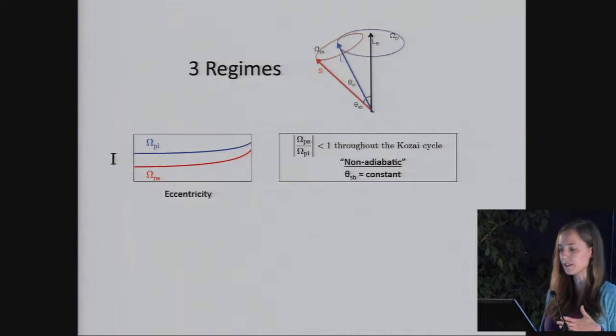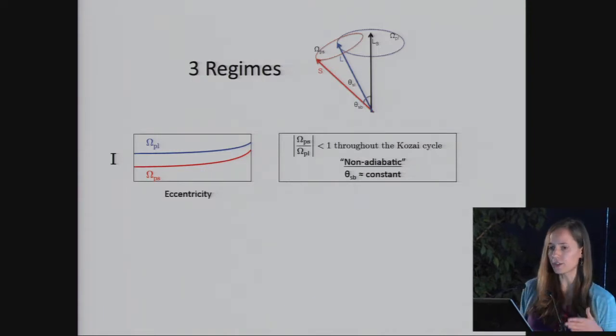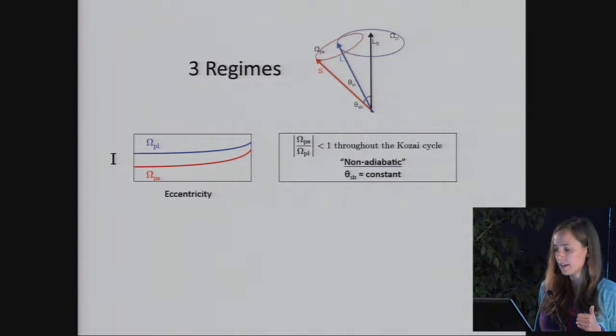Okay, so the first regime is where omega PS over omega PL is less than 1 throughout the Kozai cycle. And so in this scenario, the planet angular momentum L is precessing around LB extremely quickly. And so S, the spin vector, basically cannot keep up with L and essentially sees a time averaged version of L. And so effectively what happens is S precesses around LB, and so the spin binary angle theta SB is approximately constant.